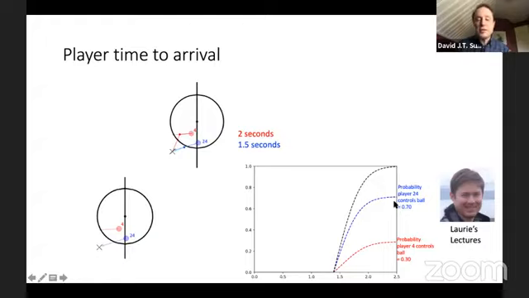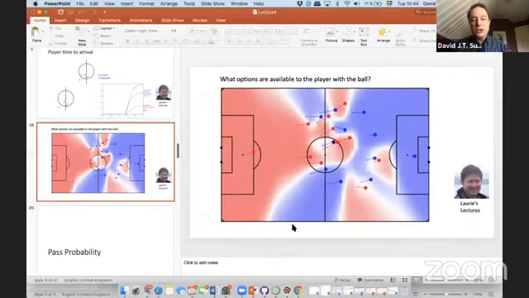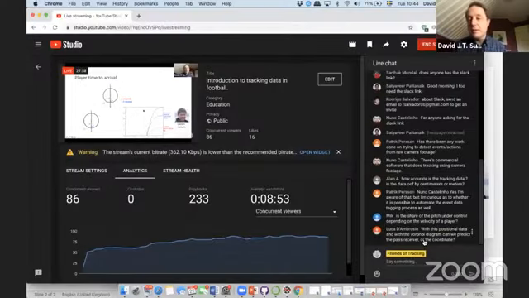Laurie goes into the details and provides the code for how you work out these types of things, and that gives you the answer. For every point on the pitch, you just calculate the probability that a particular player will arrive first. Okay, are there any questions about pitch control before I move on to pass probability?